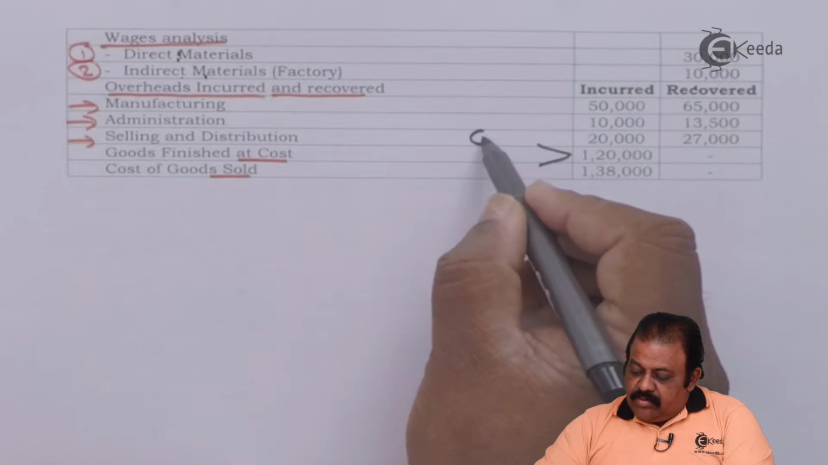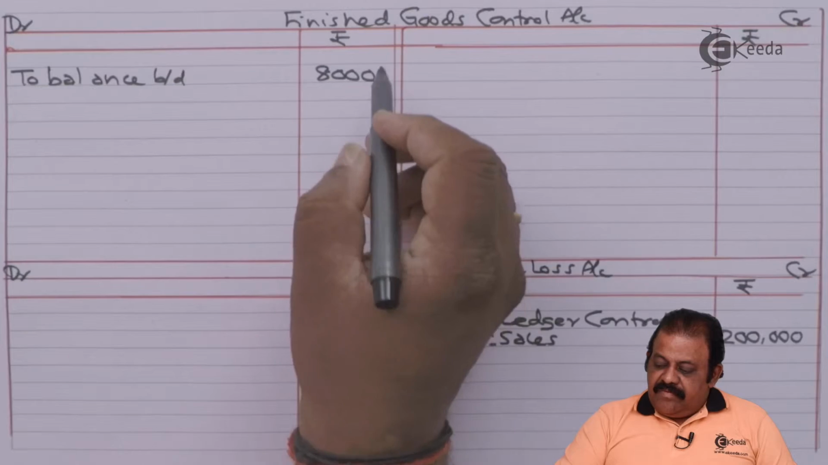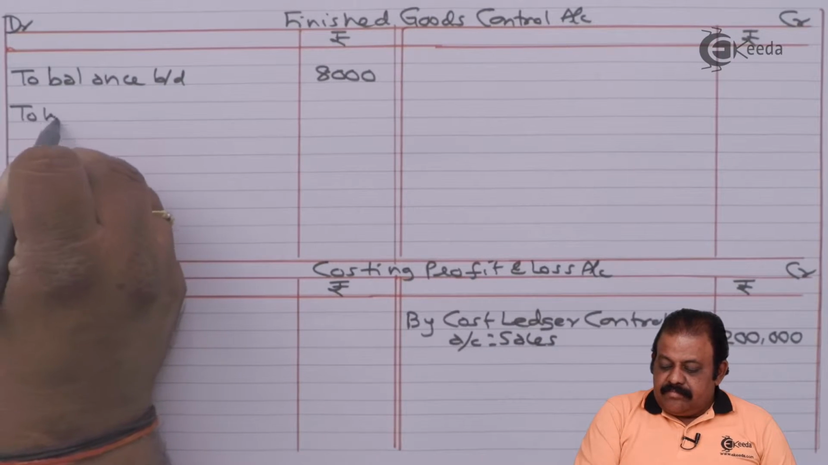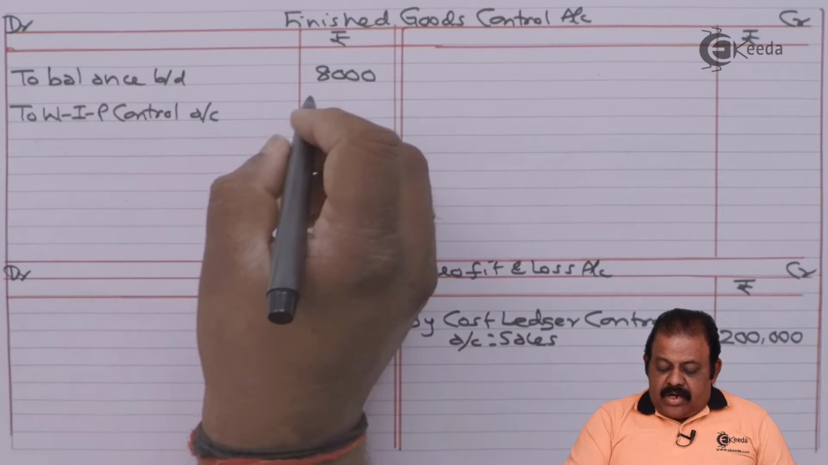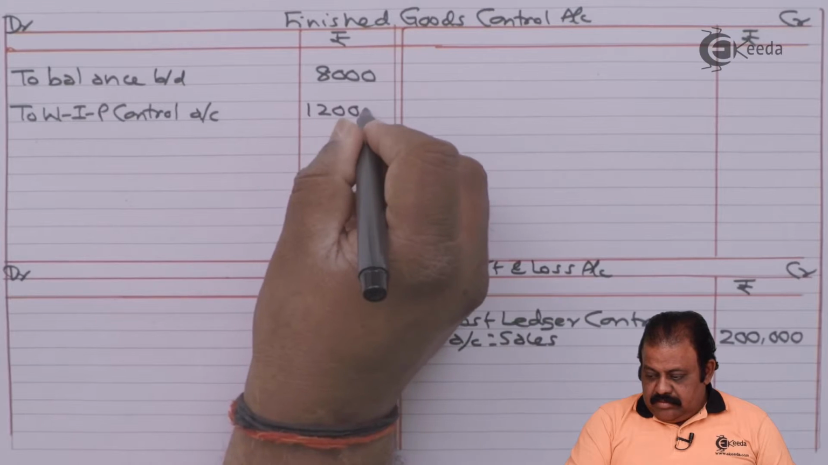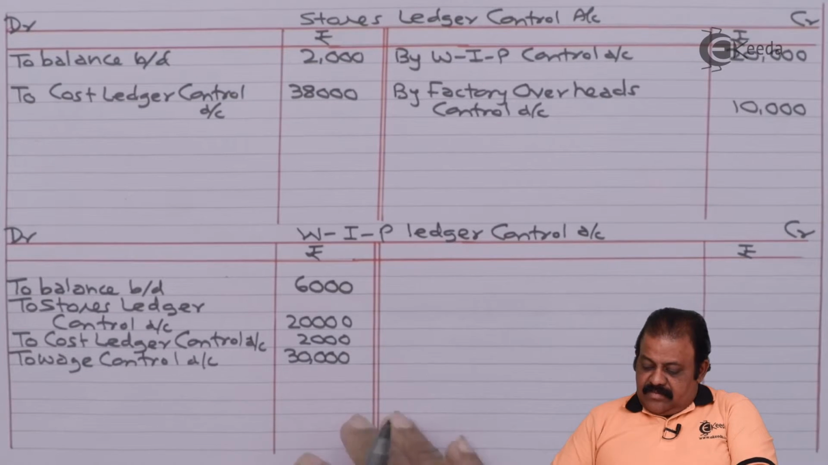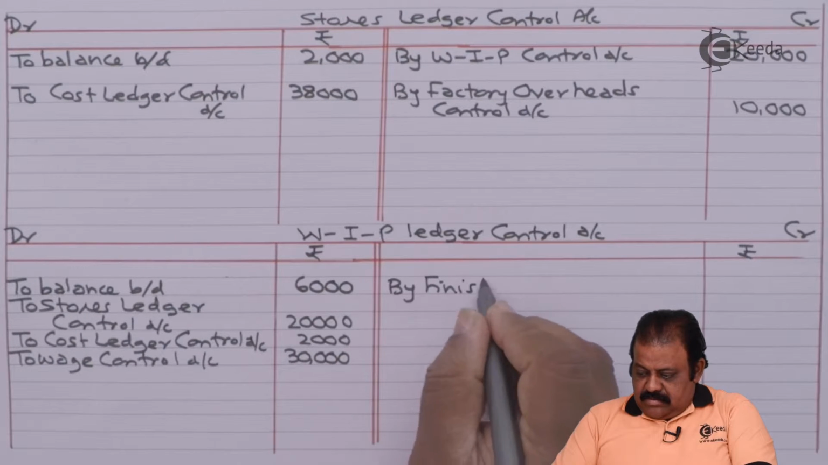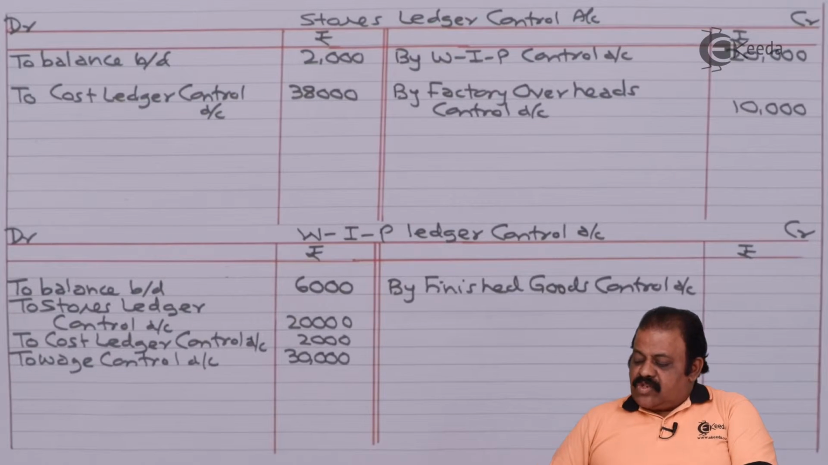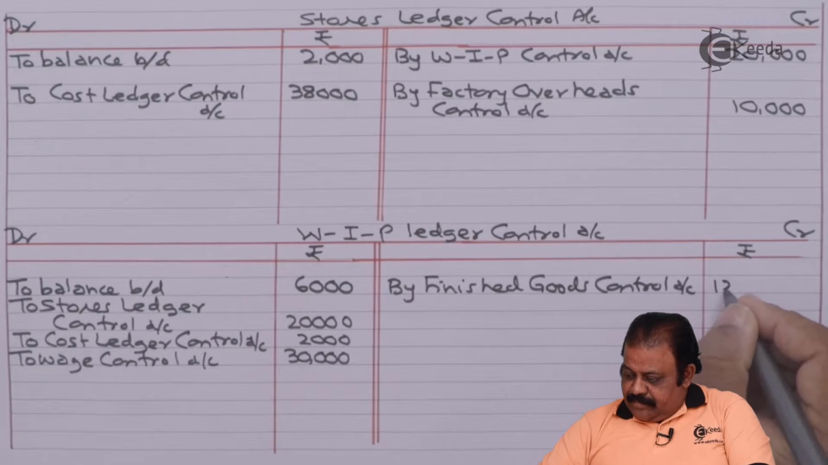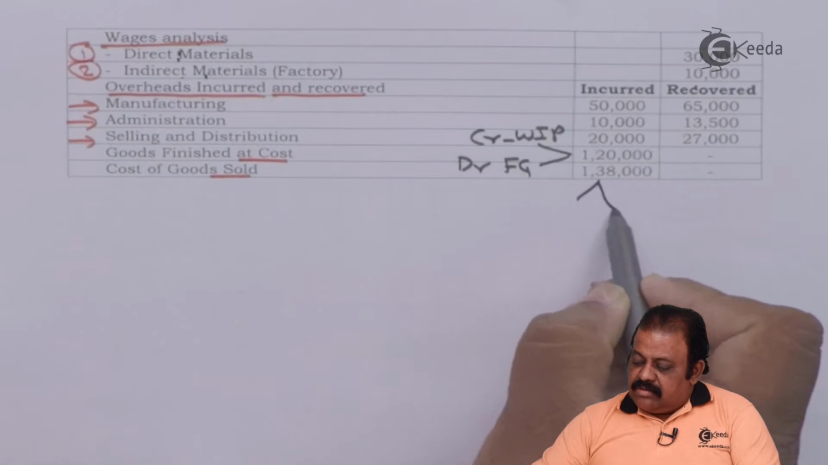This will be credited to WIP and debited to finished goods account. Finished goods control account debit, to WIP control account 1,20,000. Work in progress ledger control account credit side, by finished goods control account, 1,20,000. Cost of goods sold, 1,38,000.